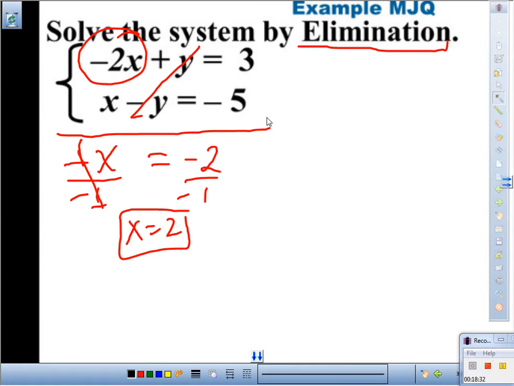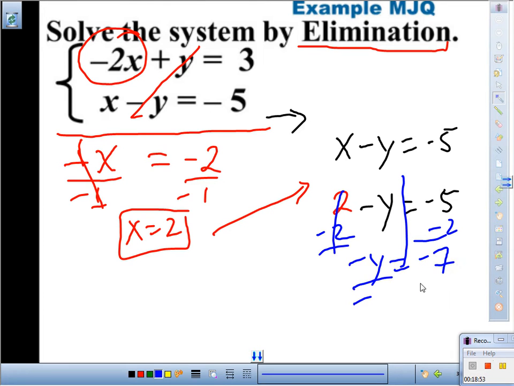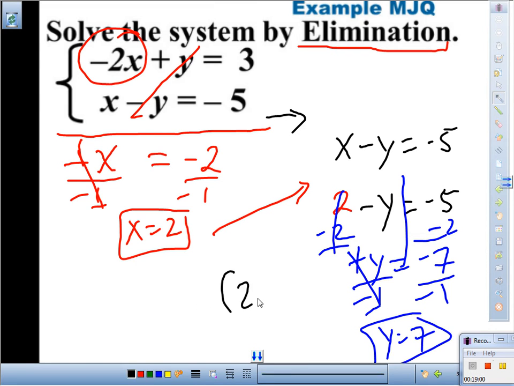And to finish it off, I'm going to use the second equation, x minus y equals -5. But instead of x, I'm going to use 2, minus y equals -5. Minus 2, minus 2. -y equals -7. Divide by -1. y equals 7. Solution (2, 7).